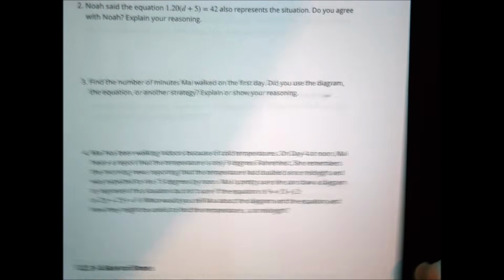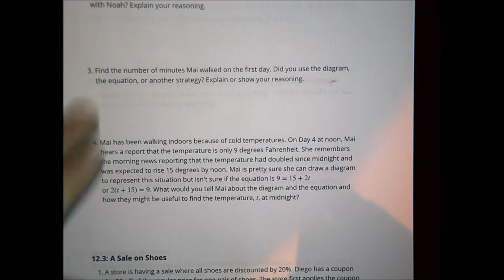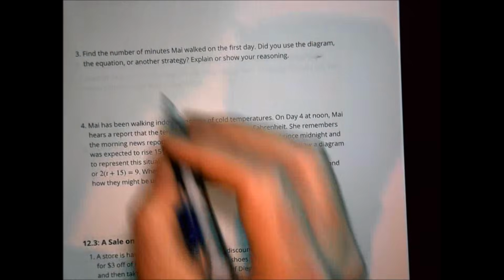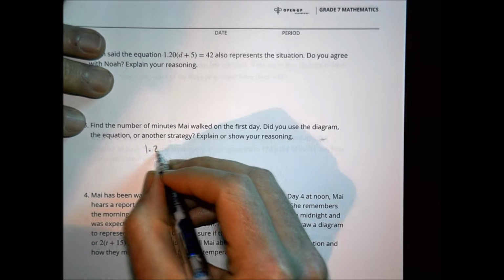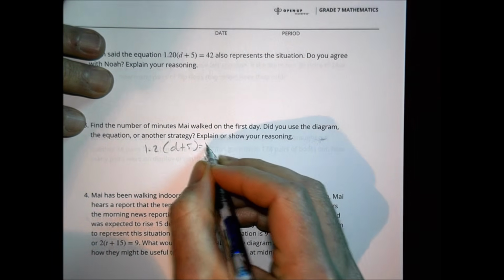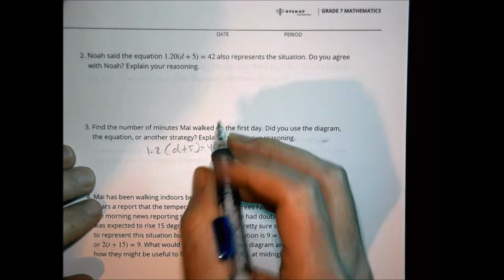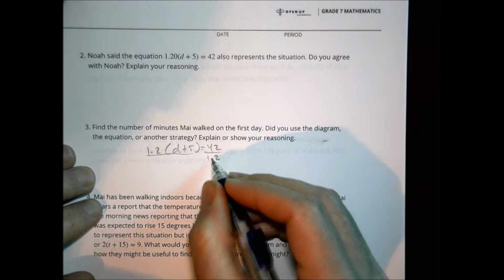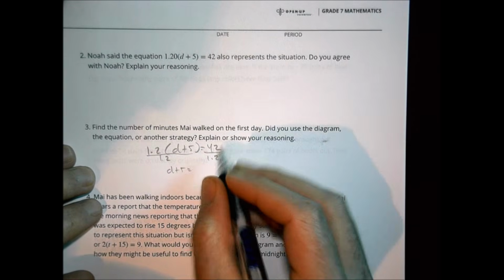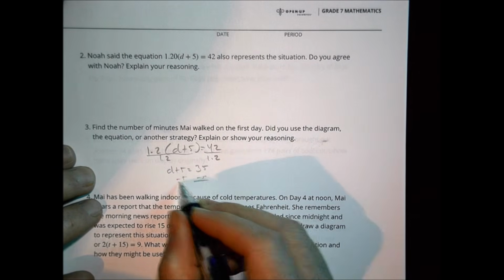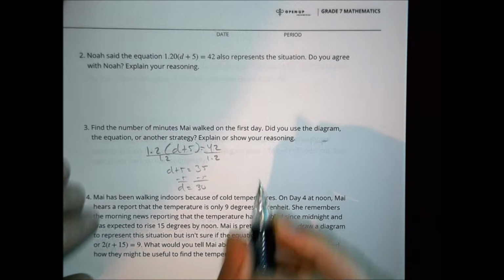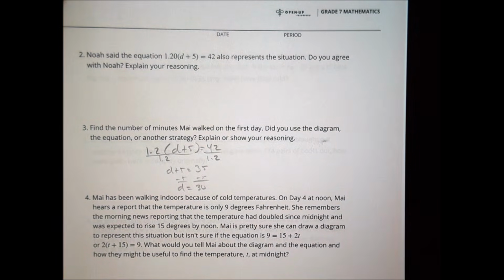So if I use a diagram, I could work my way back to that situation right there. I could also, though, use an equation to solve it if we chose to do that as well. So it depends on what you want to do. If you use the equation that Noah provided, you'd have 1.2 times d plus 5 equals 42. And if you solve that there, you would divide both sides by 1.2. So d plus 5 equals 42 divided by 1.2 is 35. Subtracting 5, you have d equals 30, and you end up at the same spot. So both those solutions work out, both those strategies work out, just depends on, again, what you see and what you wanted to do.